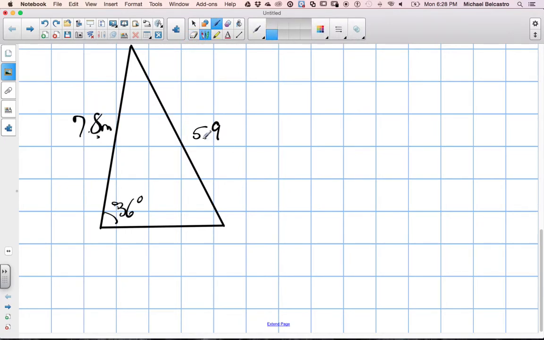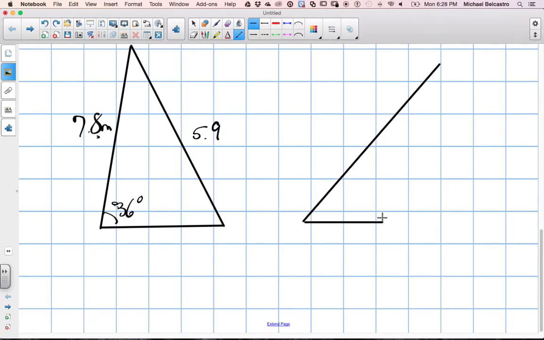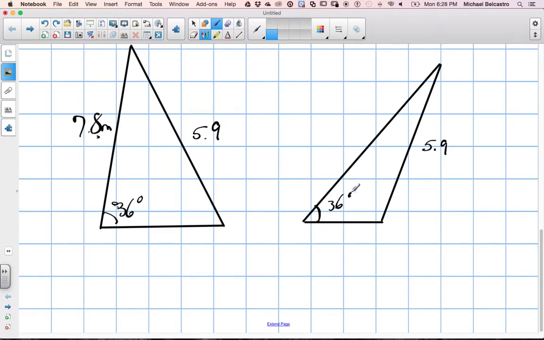We can't tell from the question whether we're building an acute triangle or an obtuse triangle. This could be the 7.8 and this could be the 5.9. So this is 5.9, this would be our 36 degrees, and this is our 7.8. We don't know which of these triangles we've created. It's technically ambiguous, so it can be one of the two relationships here. So we're going to try to solve for both of them using sine law.